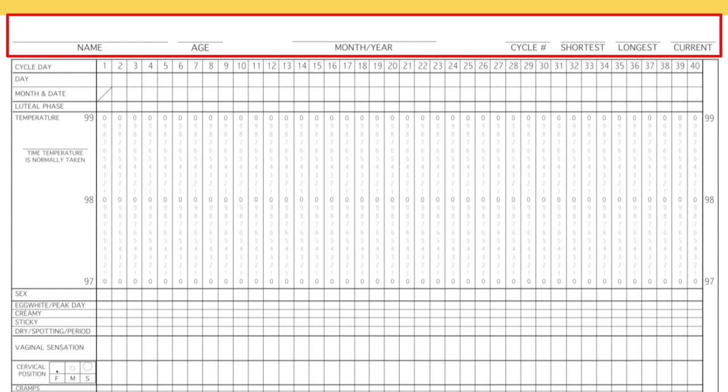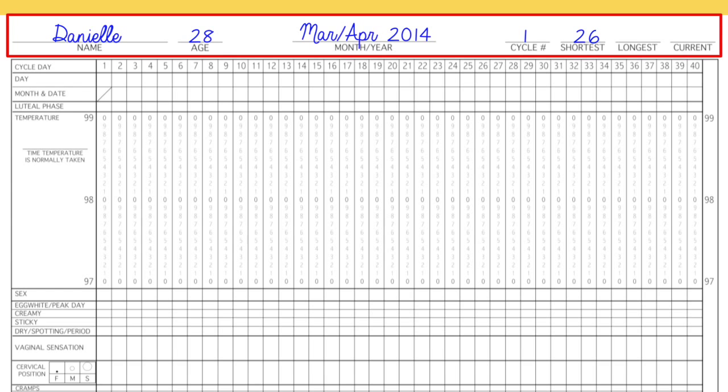The top of the chart is where you'll put basic information like your name, your age, the month and year, the cycle number, which if you're first starting this month, that would be number 1, the shortest of your last 12 cycles, and the longest of your last 12 cycles. And it's okay if you don't know that, you can just leave it blank for now. And then of course the current is for your current cycle length, so for now we'll leave that blank.